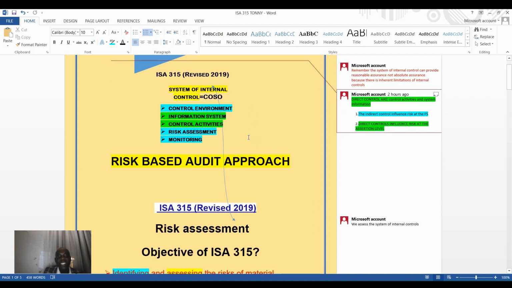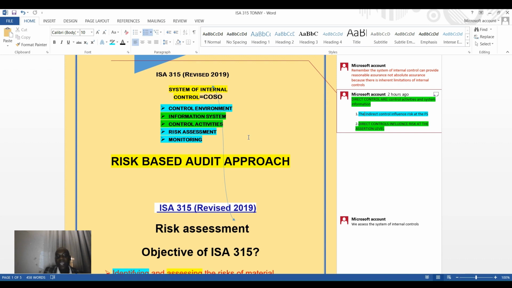Okay, what is the risk-based audit approach? A risk-based audit approach, guys, means we are going to focus on the high risk areas, because the high risk areas should be first addressed, so then we can address the medium and the low, to avoid wasting resources focusing on the low risk areas rather than the high risk areas.